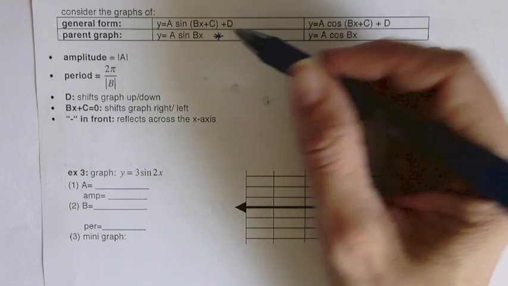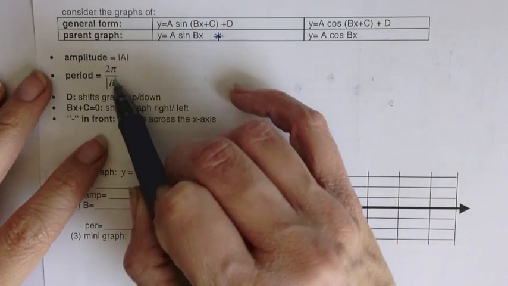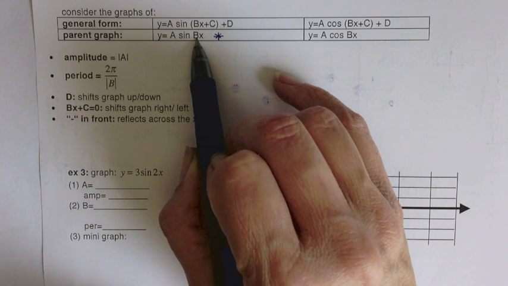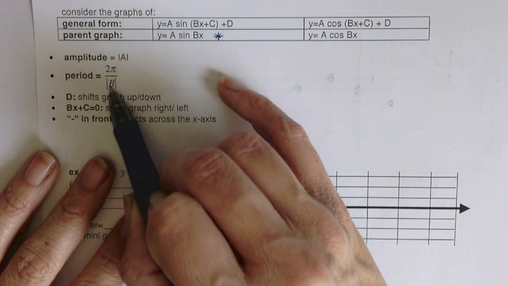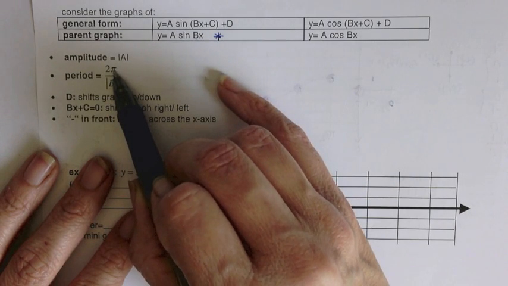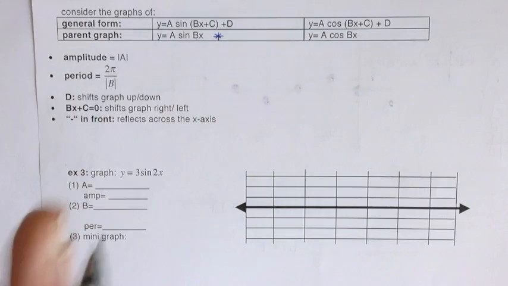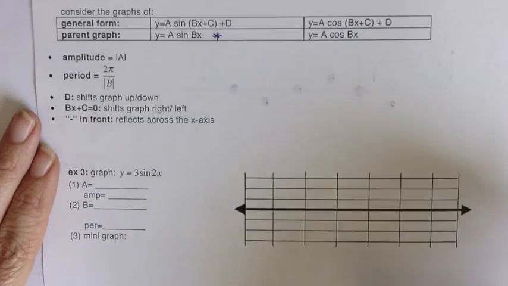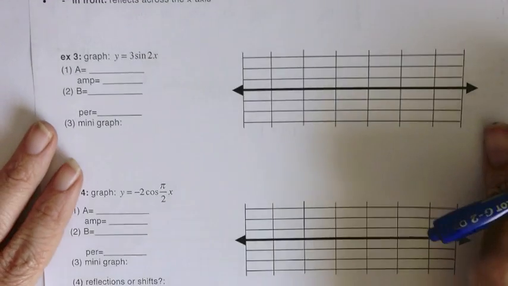So again, we still remember how when we do horizontal transformation, stretching or shrinking, we divide by b. So it's the same thing, but you're dividing 2 pi by b in this case because that's your starting period from your parent graph, and then you're going to divide it to go from there. So let me show you how this works on an actual graph.